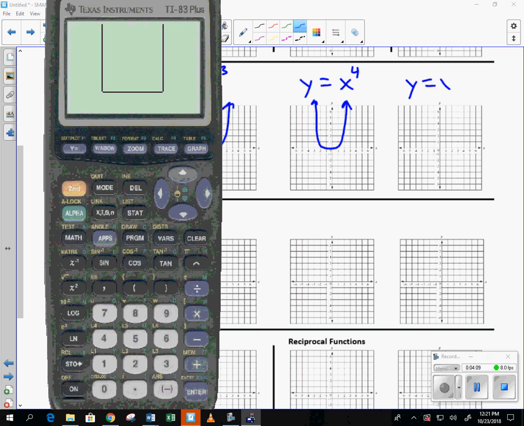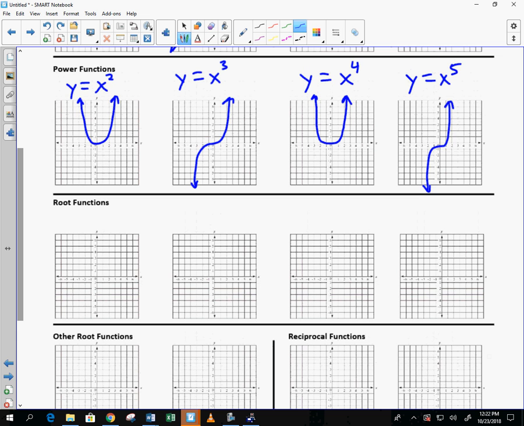y equals x to the fifth. Well, that's going to look a lot more like y equals x to the third. Just going to flatten out around 0 as well. So that's kind of what happens to those. If I asked you on the test to draw a curve of x squared or x to the fourth, I'm not going to ask you to show the difference between them. Just the general shape is fine, okay?